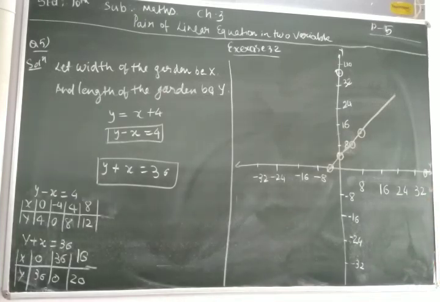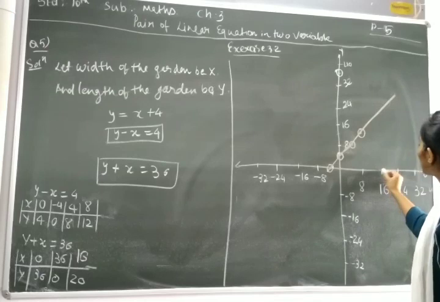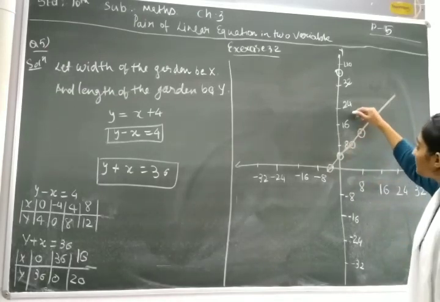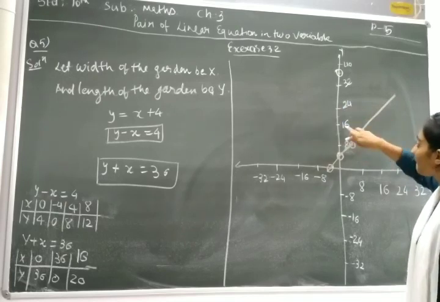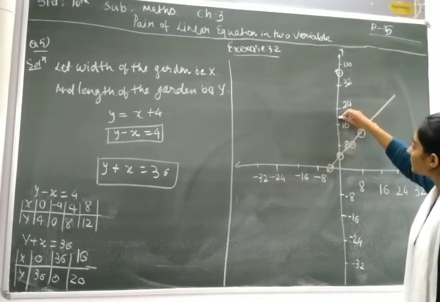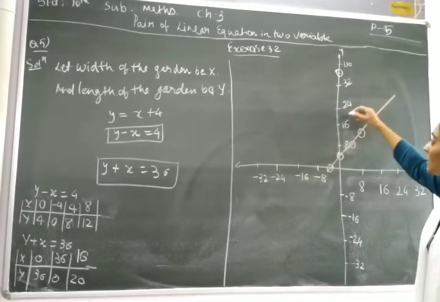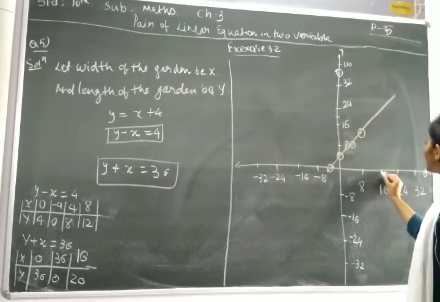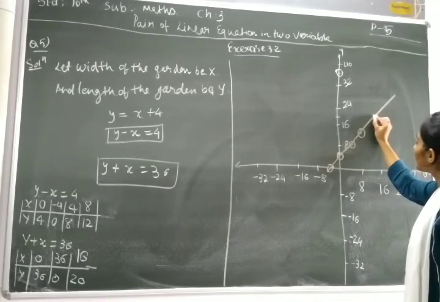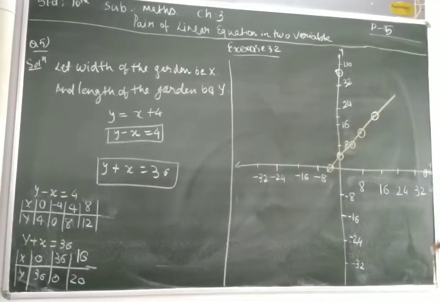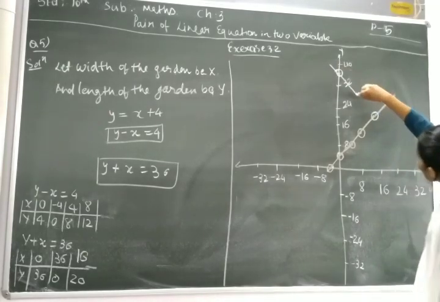Now x equals 60 and y equals 20. So x equals 60 and y equals 20. It means somewhere over here in between. So it lies over here. Okay. Now just draw a graph.